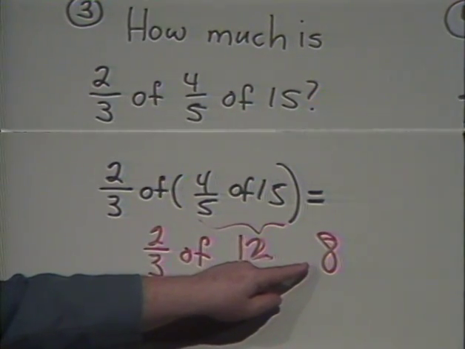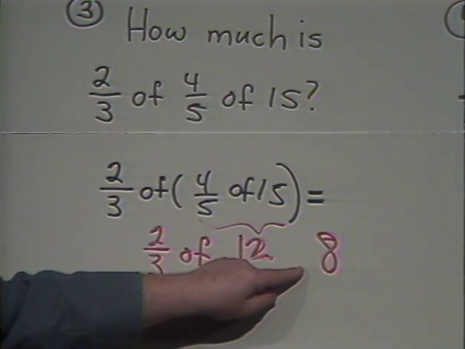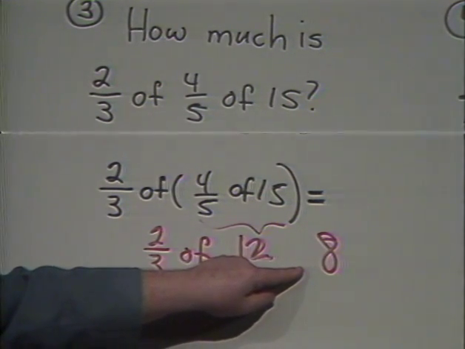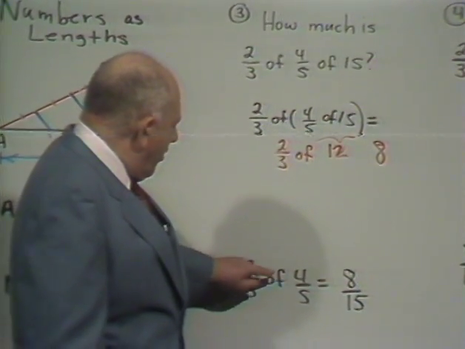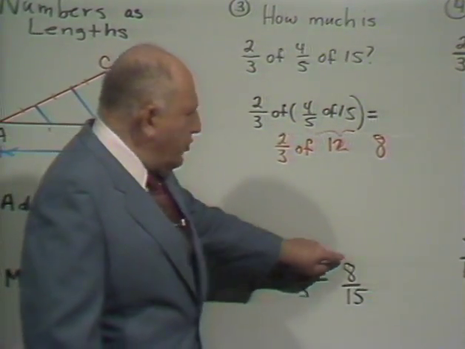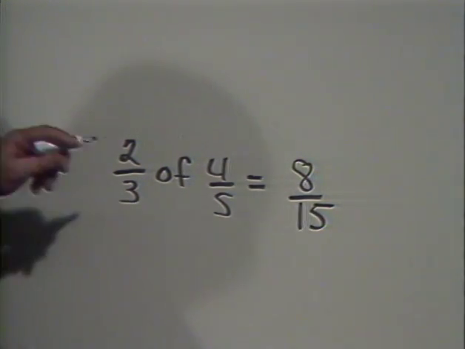So what have I done altogether? After I've taken 2/3 of 4/5, I started with 15. How many did I take? 8. So I took 8 of the 15. And look what this says. It says that at a rate of 2/3 of every 4/5, you're taking 8 out of every 15. Do you follow that okay?